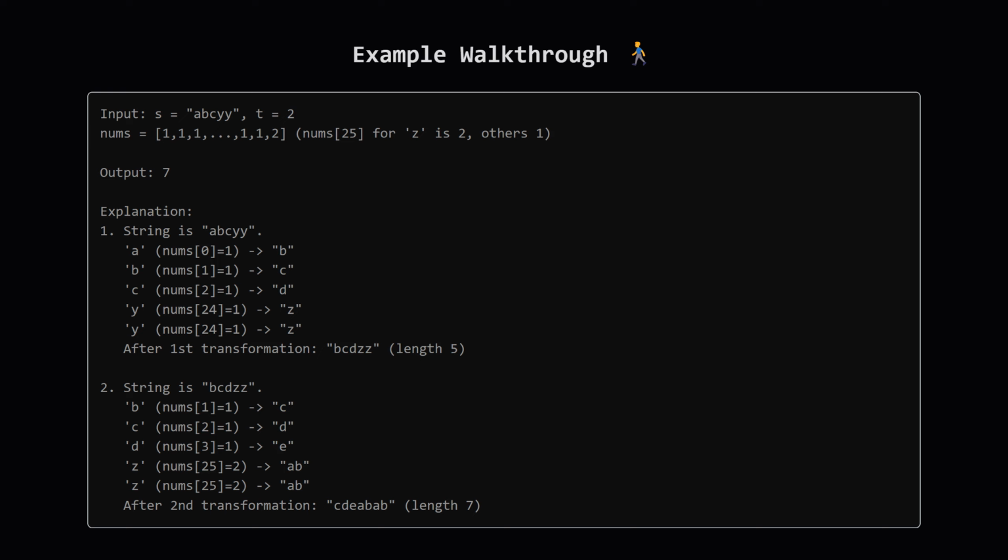Second transformation. Now for the character whose value is 2, it becomes the next 2 characters. The other characters each become the next single character. Putting it all together, the string has a length of 7, and that's our answer.